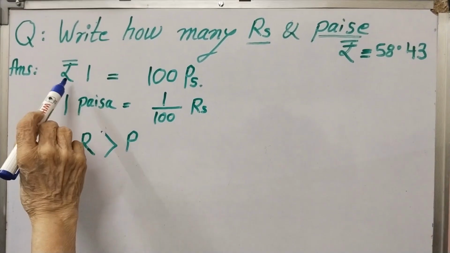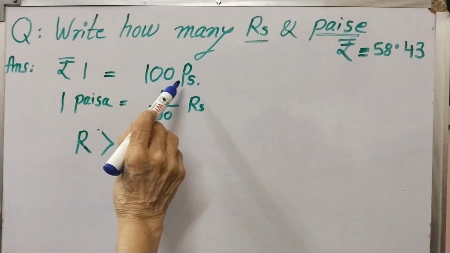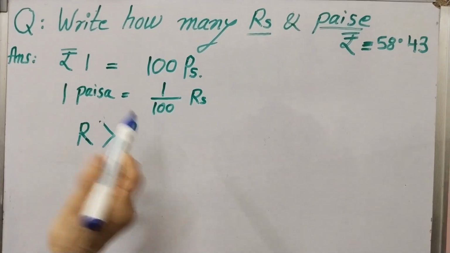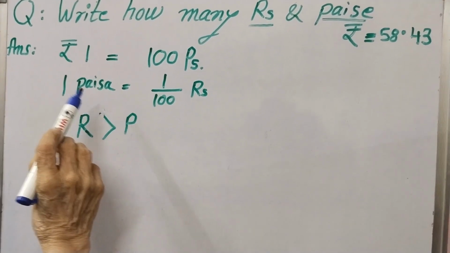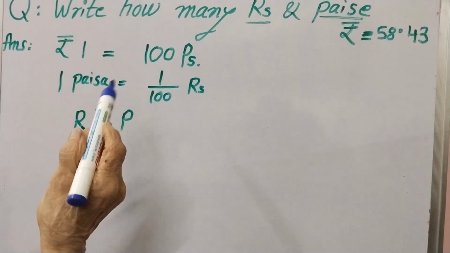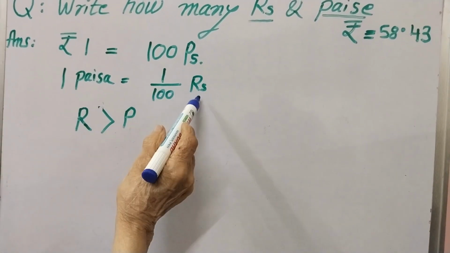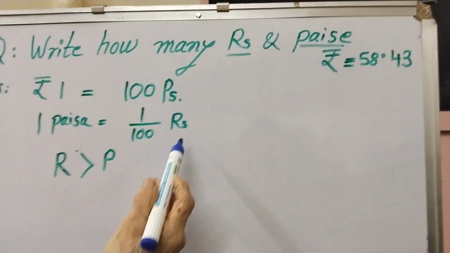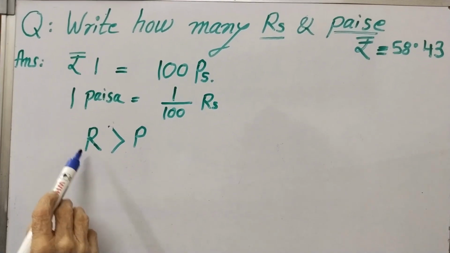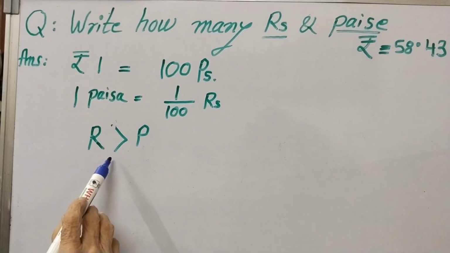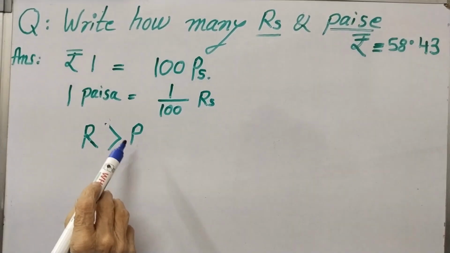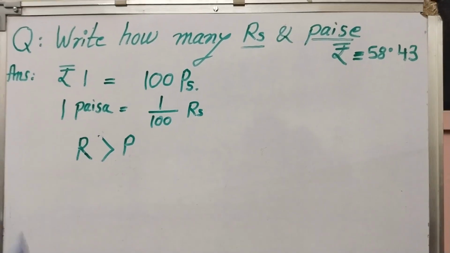We know that 1 rupee is equal to 100 paisa, meaning 1 paisa is nothing but the 1/100th part of a rupee. So naturally, the rupee is a bigger wealth unit, while the paisa is smaller compared to the rupee.